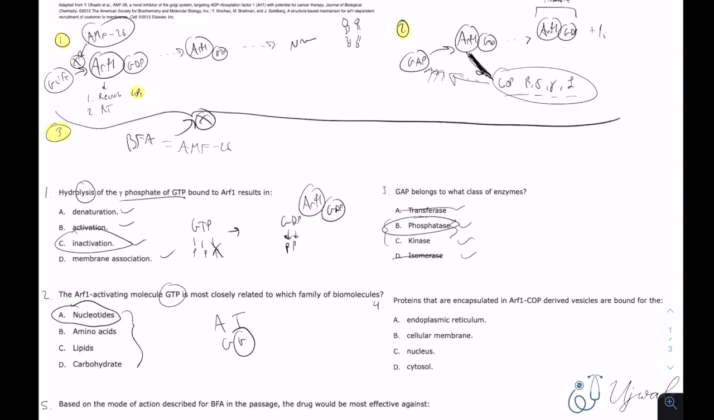Number 4, proteins that are encapsulated in ARF1 COP-derived vesicles are bound for the. Okay, so basically, we talked about this whole process and this whole system. And what is this whole system trying to do? It's essentially allowing for the formation of vesicles, right? But here this question is asking, what's going to happen to those proteins? Where are they going to go?